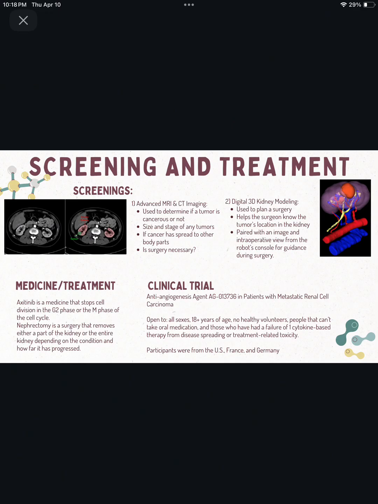A clinical trial called the anti-angiogenesis agent AG013736 in patients with metastatic renal cell carcinoma. It was open to all sexes, 18 plus years of age, no healthy volunteers, and people that can't take oral medication were invited. So were those who have failed one cytokine-based therapy from disease spreading or treatment-related toxicity. Participants were from all over the United States, and then internationally from France and Germany.